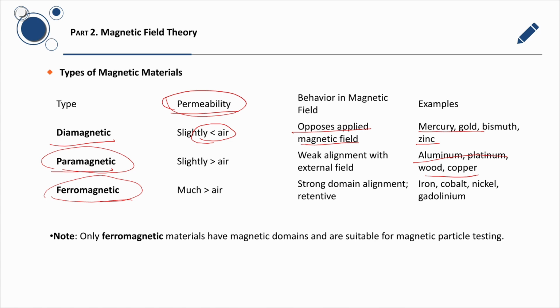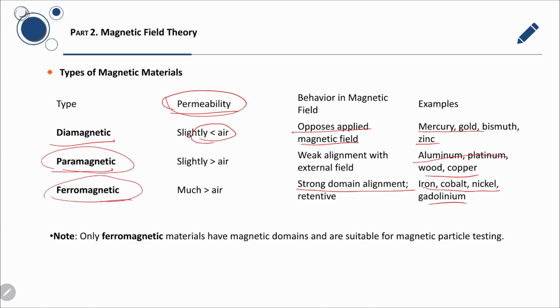They have a much greater permeability than air. They show a strong domain alignment when a field is applied, and importantly they are retentive, meaning they retain some magnetism even after the external field is removed. Whenever we remove the external field, they still carry some magnetism. That is called retentivity. Some common examples are iron, cobalt, nickel.